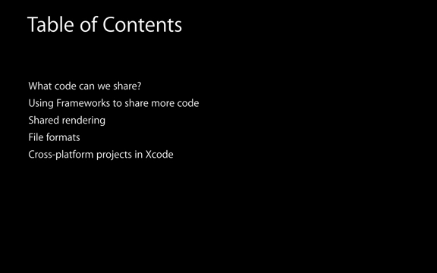So, what we're going to do today is first talk about what code it's possible for us to share, what we probably don't want to share, and then how we can share more code or have it easier to write shared code using some frameworks. And specifically also give an example of some shared rendering code. And then we're going to talk about file formats and how you can optimize and build those for a better multi-platform experience. And finally, my coworker Chris is going to talk to you about how to set up your Xcode projects to compile cross-platform.